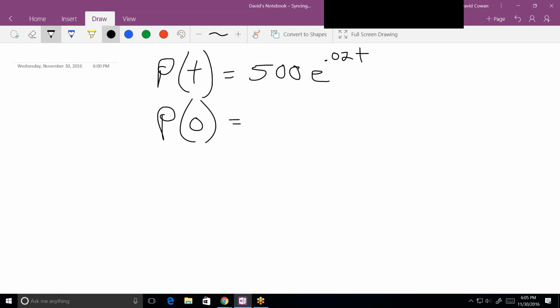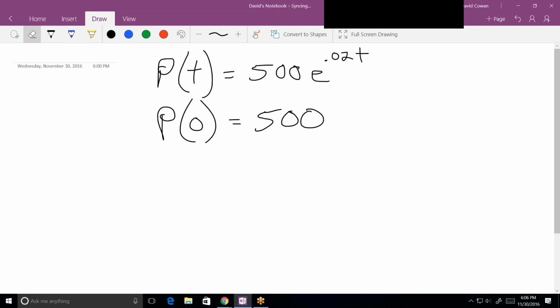I would say don't do this on your calculator. Do it in your head. 500, because any number to the 0th power is 1. So it wouldn't matter if that was e or 2 or 2,000. If I take it to the 0th power, it's 1. So P of 0 is 500. That's the population after 0 time has passed. That's that initial population.